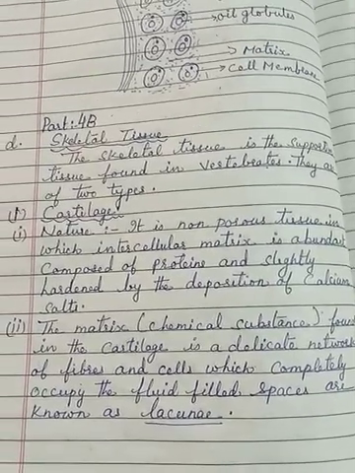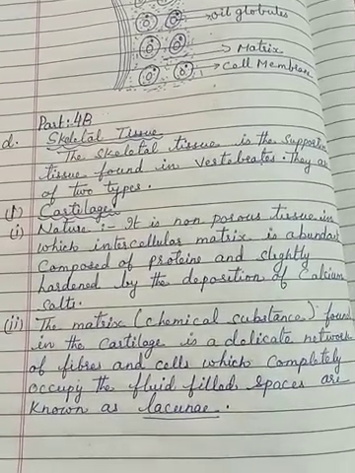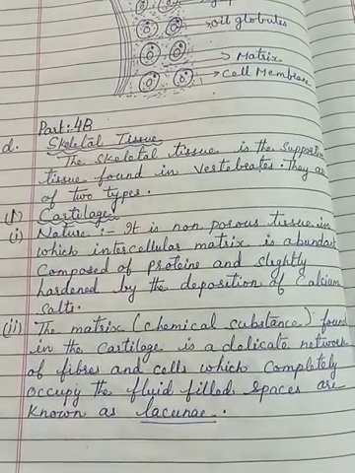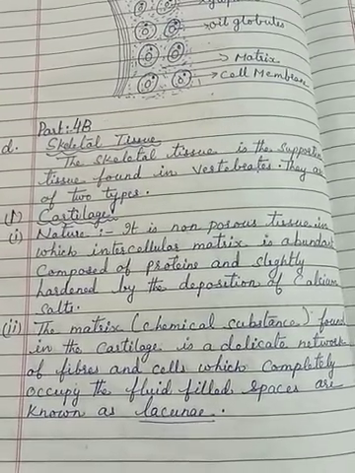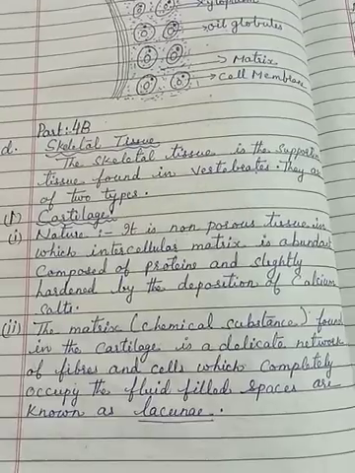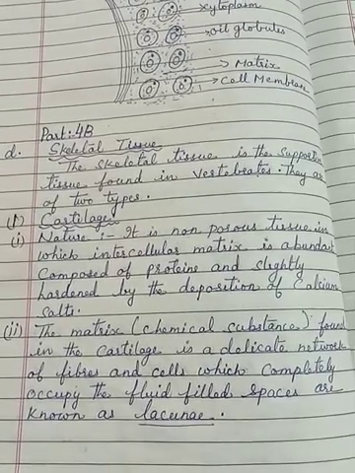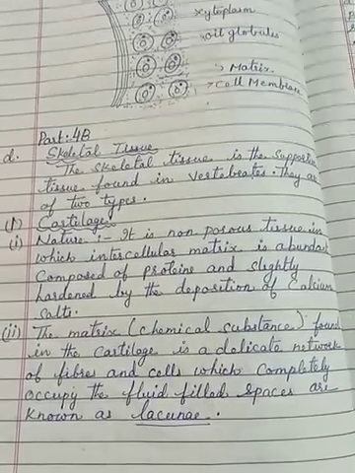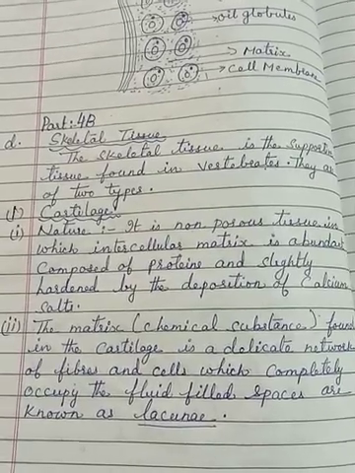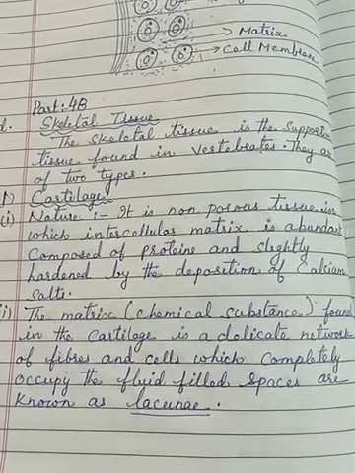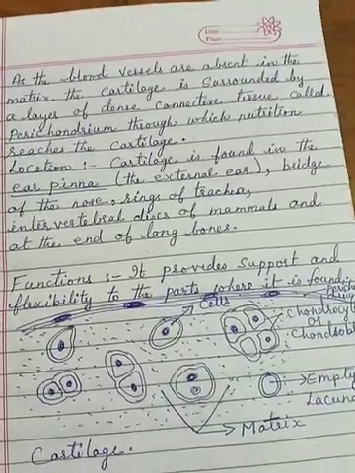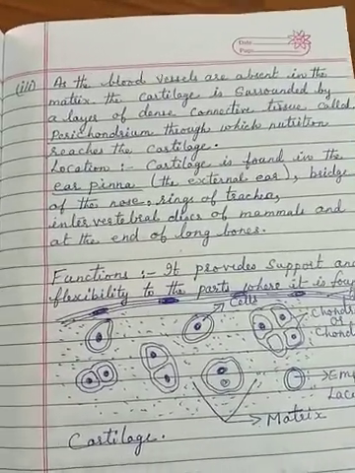The matrix, that is the chemical substance found in the cartilage, is a delicate network of fibers and cells which completely occupy the fluid-filled spaces known as lacunae. This matrix that is found in the cartilage is a delicate network of fibers, and some fluid-filled spaces are there, and these are known as lacunae. As the blood vessels are absent, this matrix does not contain any blood vessels.